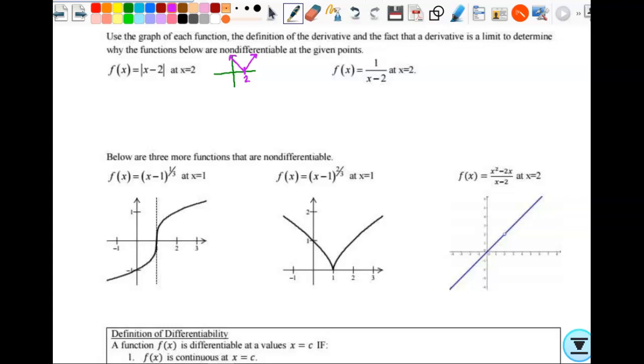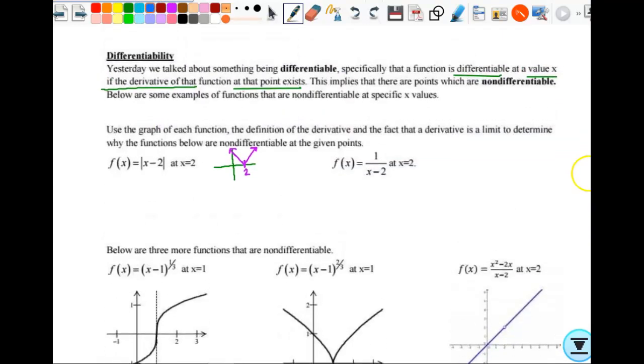Okay, and that's true, but it says use the graph of each function and the definition of the derivative. So we're going to do this. Because of that, we know that our slopes aren't the same. It's not the slope of the line, it's the slope of the tangent line, but because they're lines, it ends up kind of being the same. So what we want to write is this.